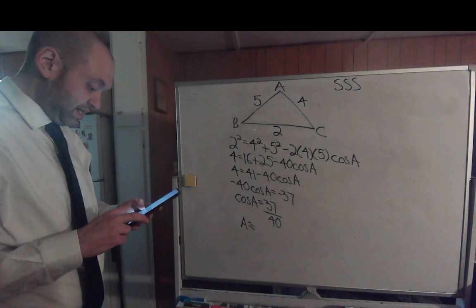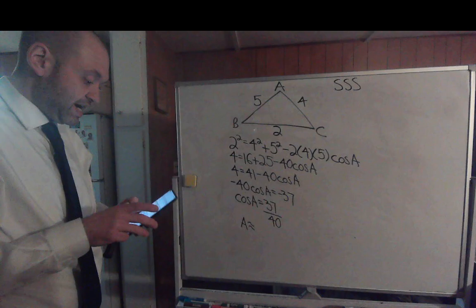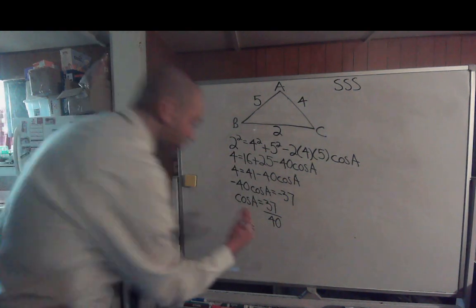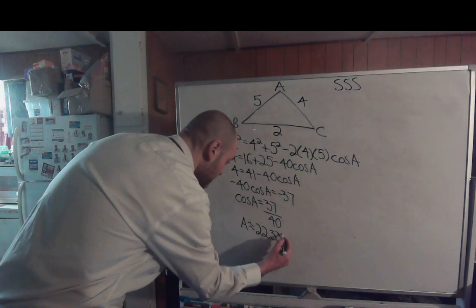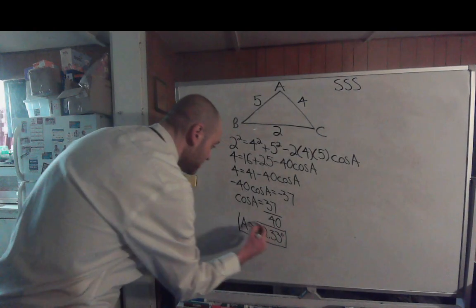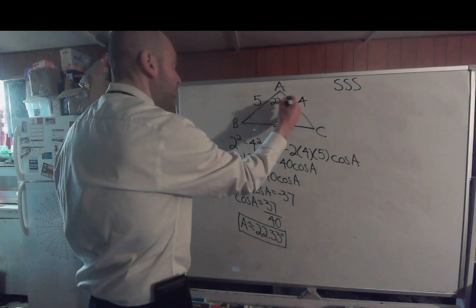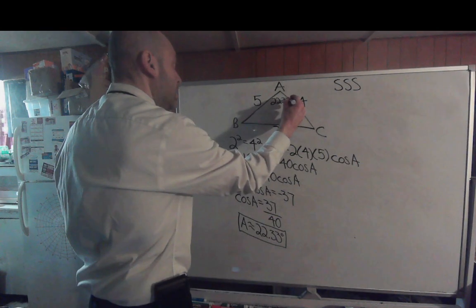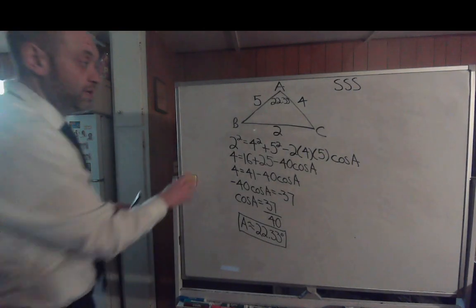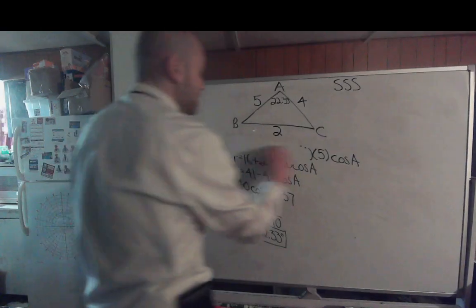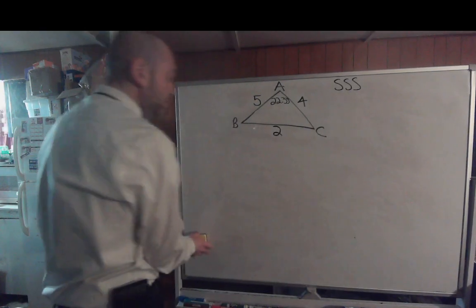So let's see. 37/40ths. Now take the cosine inverse of that. You get approximately 22.33 degrees. So A has an approximate value of 22.33 degrees. Let's put that in for A. Now, we'll go in alphabetical order. Let's find angle B. We have to do this at least one more time in order to be able to solve for the third angle. So let's go for angle B.